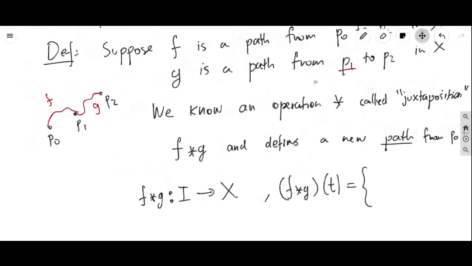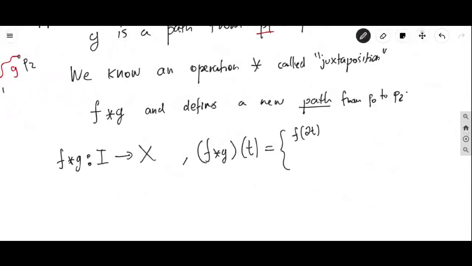Well, there's two paths here. The idea, and this is very similar to what we did in the homotopy example, is we're going to speed up time twice as fast, and we're going to flow along this one twice as fast, and then flow along this one twice as fast. So it's going to be f of 2t if t is between 0 and a half. And then it's going to be g of 2t minus 1 if t is between 1/2 and 1. And this is an operation on paths where you're combining two paths together to create a new path through this juxtaposition process.